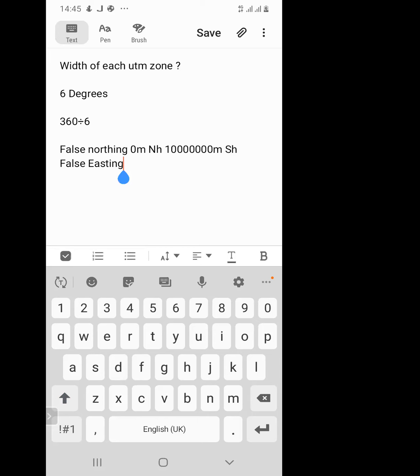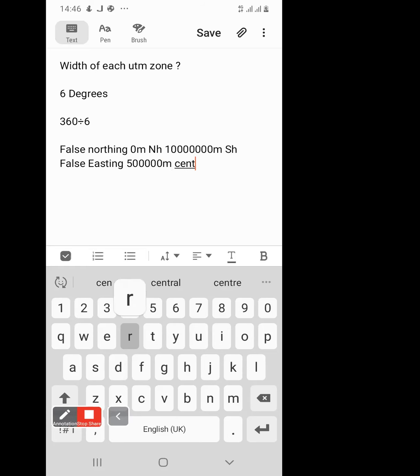Okay, and then I'll draw something for you. Then the false eastern is 500,000 meters, which is actually the line that defines that is called the central meridian. So you know what the meridian is? The meridian is the name for the longitude. Are you okay?